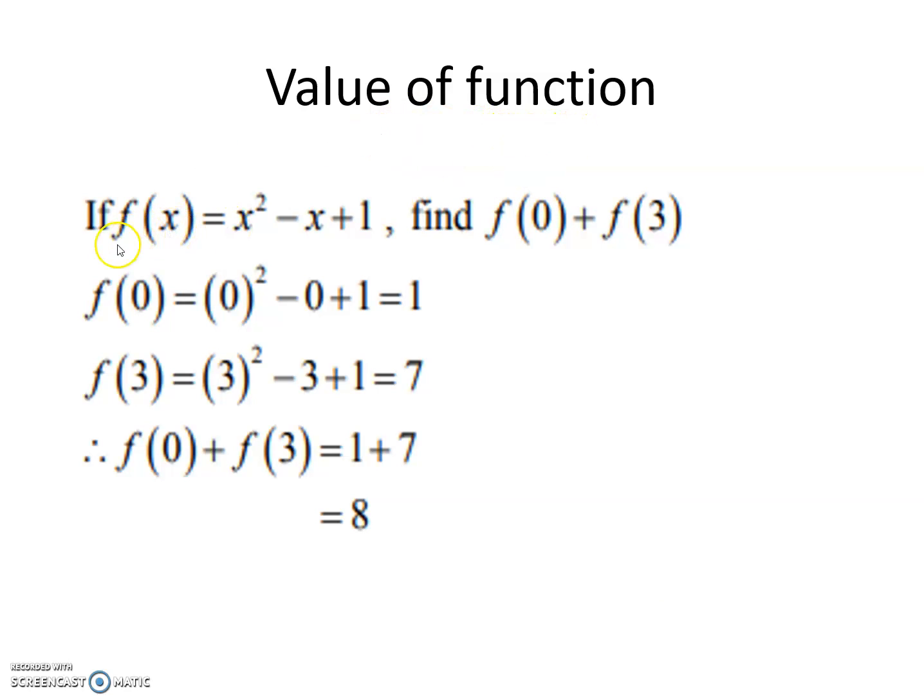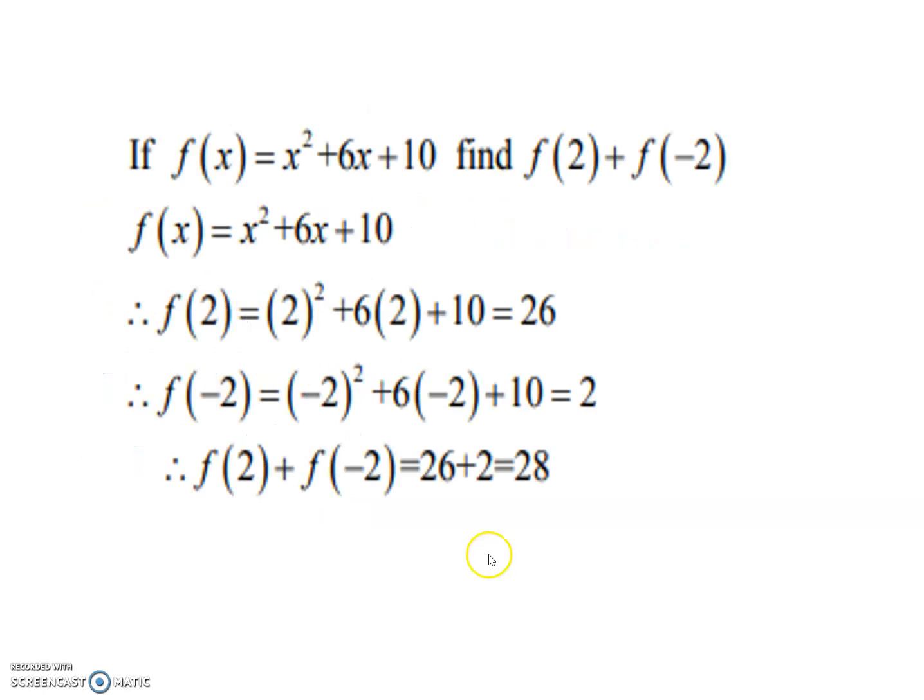Value of function. If f of x is equal to x square minus x plus 1, we have to find f of 0 plus f of 3. We put 0 instead of x in this equation. 0 square minus 0 plus 1, it is 1. F of 3 is 3 square minus 3 plus 1, which is equal to 7. Therefore, f of 0 plus f of 3 is equal to 1 plus 7, which is 8.